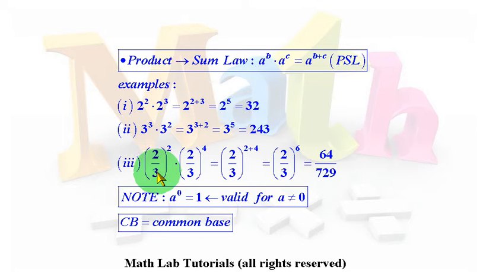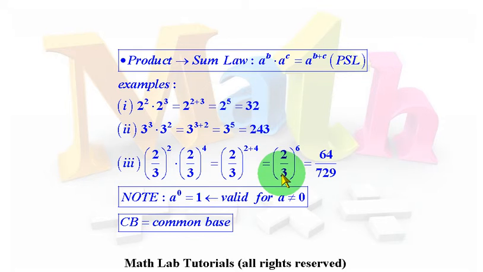The product sum law also applies if you have a fractional base. For example, 2/3 to the power 2 dot 2/3 to the power 4. The common base is 2/3. Again, 2/3 occurs twice here, and it occurs 4 times there. The total frequency count must be 6. So we write 2/3 to the power 2 plus 4, which becomes 2/3 to the power 6. And voila, this is the compressed form of the original expression.